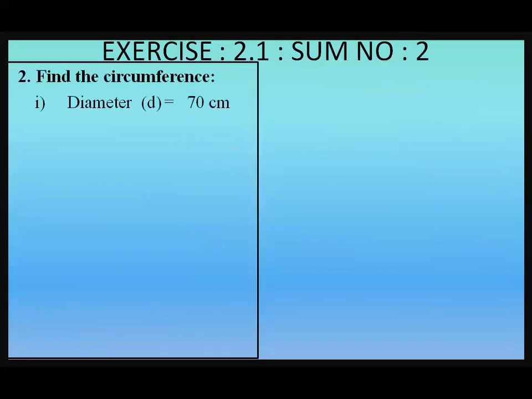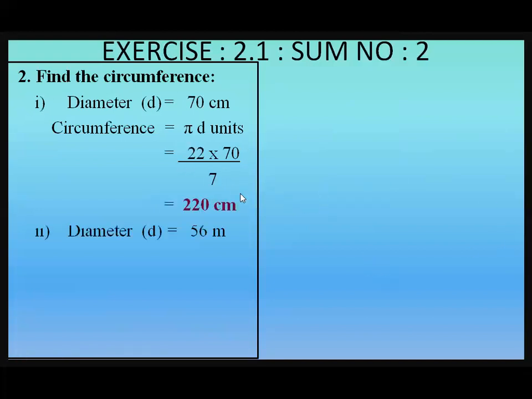Find the circumference when diameter is given. All of us know when diameter is given, the formula for the circumference is pi d. So pi d is 22 by 7 into 70. 7 will cancel 70 10 times. So 10 into 22 is 220 centimeters.